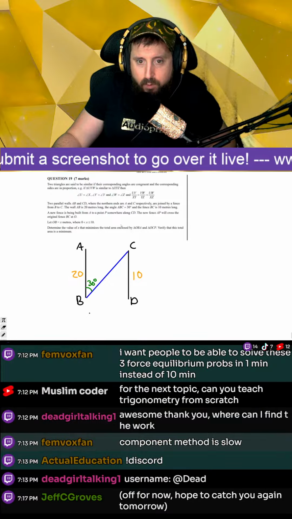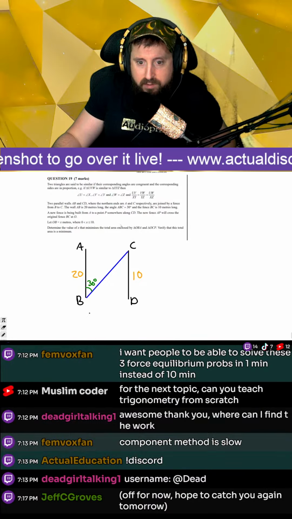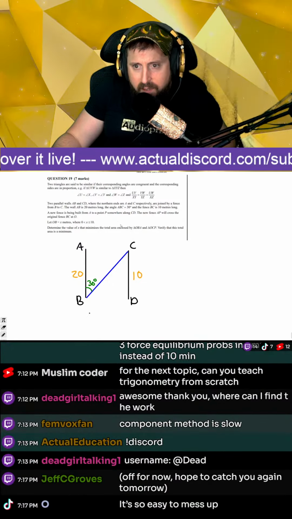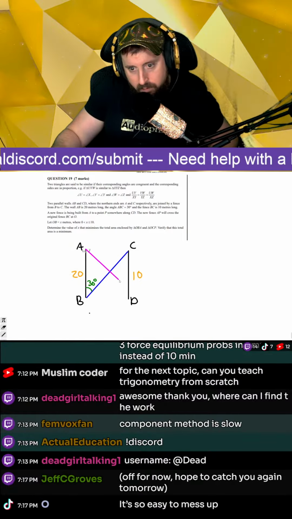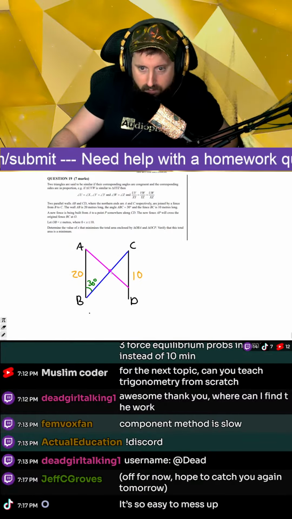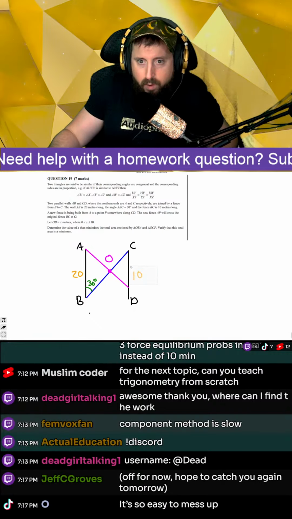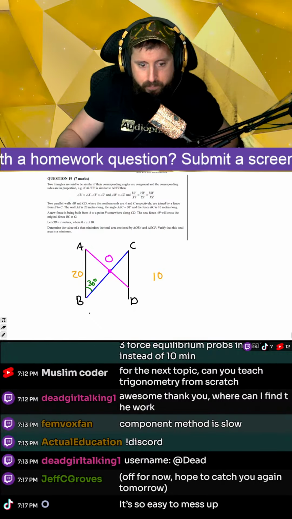The new fence AP will cross the original fence BC. Wait, AP. Oh, okay. So then this is happening. Okay, so this is going to be O. Wait, but 10 is the whole distance, right?